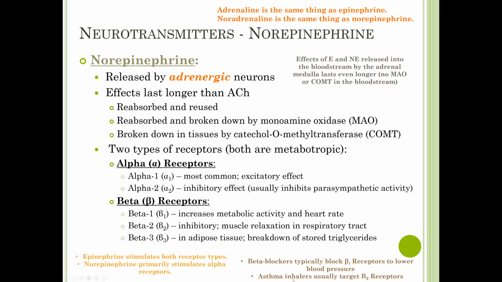And then asthma inhalers usually target beta 2 receptors. So remember, beta 2 receptors allow for the muscle relaxation in the respiratory tract. In this case, the asthma inhalers are not blocking it, they're actually triggering it so that the respiratory passageways will open.